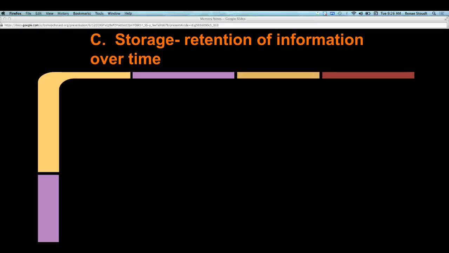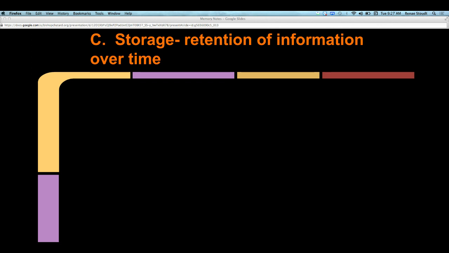A look at Module 28. Remember, correctly, Module 28 on storage. Storage is going to be looking at the retention of information over time. When we talk about storage, we're talking about storage within the different types of memory: storage within sensory memory, storage within short-term memory, and storage within long-term memory. So keep that in mind when we're talking about storage.